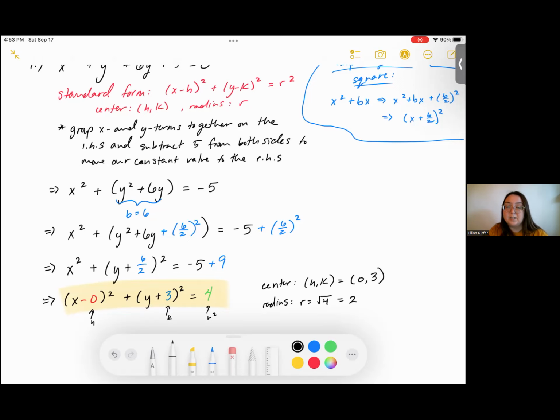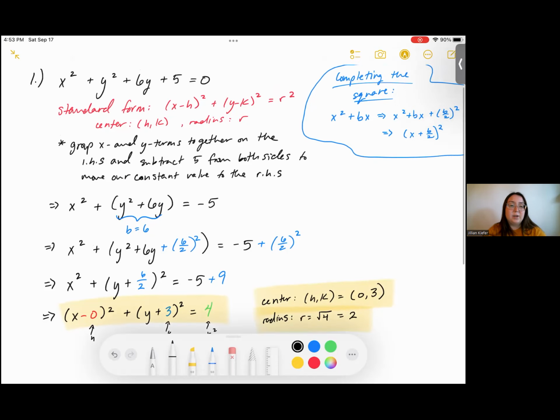Now, typically when you take a square root of a number, you technically get that positive or negative value at the end. We would say positive or negative 2. But your radius always has to be positive. So we wouldn't have negative 2 as a radius. We'd have positive 2 instead. And that would wrap up the end of our problem.